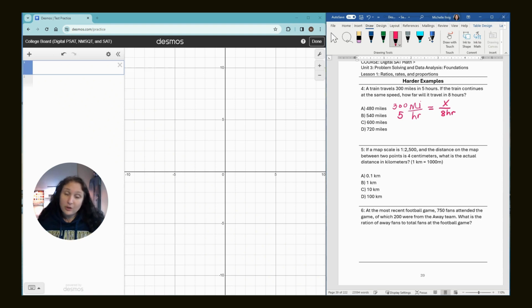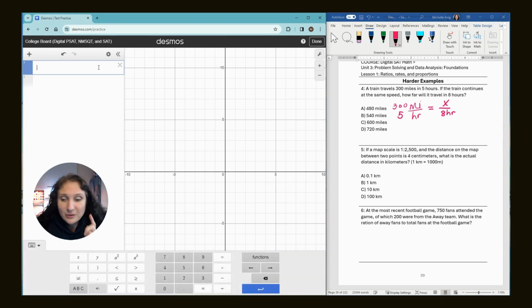Now, you can cross multiply and solve, or you can use the Desmos calculator, which is what we're going to do. We're going to hit the division sign, 300 miles in 5 hours, and we're going to do equals. And then we got another fraction, and we have X in the top, and we have 8 in the bottom. And you're like, Dr. Chelle, I can't see my answer.